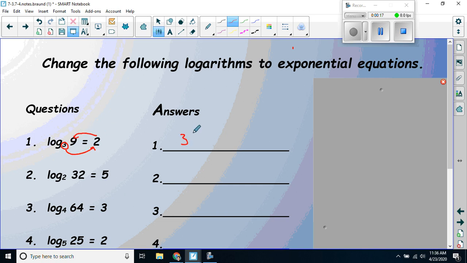And it kind of makes sense too, guys. Just think about it logically. Look at what you're writing down. Is 3 squared 9? Yeah, so that makes sense. Okay, same thing here. 2 to the 5th power is equal to 32.